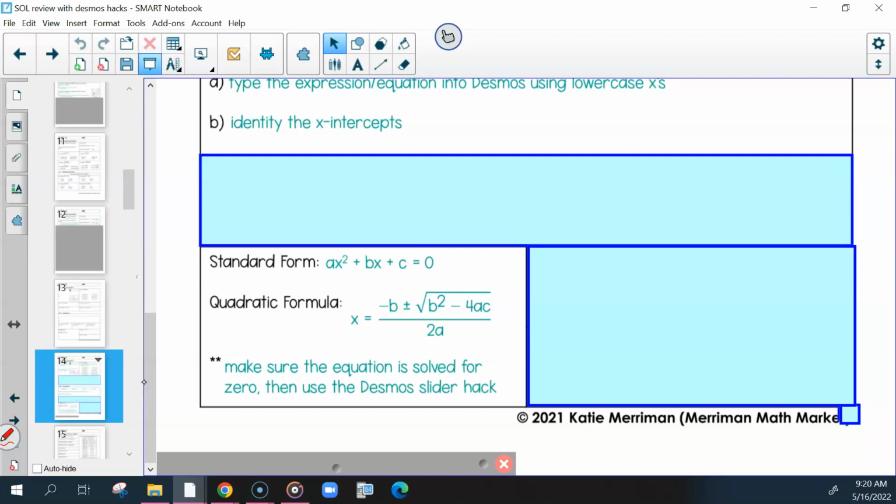If you didn't already write this part down, write that down too. The standard form, we've been talking about that. That's your ax squared plus bx plus c. Is this posted? On Canvas, yes. Okay, thank you.